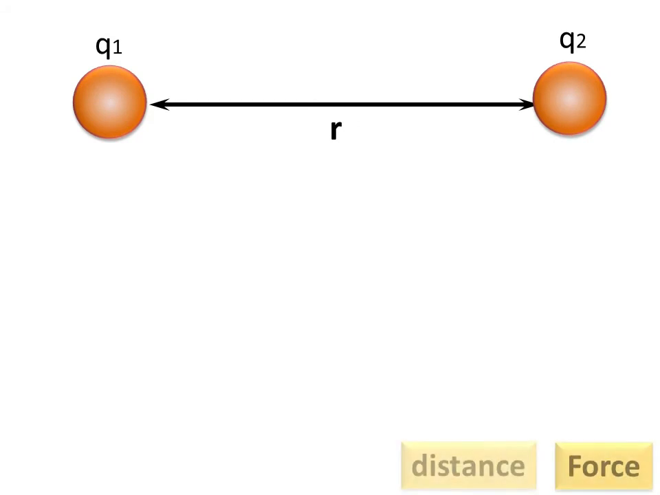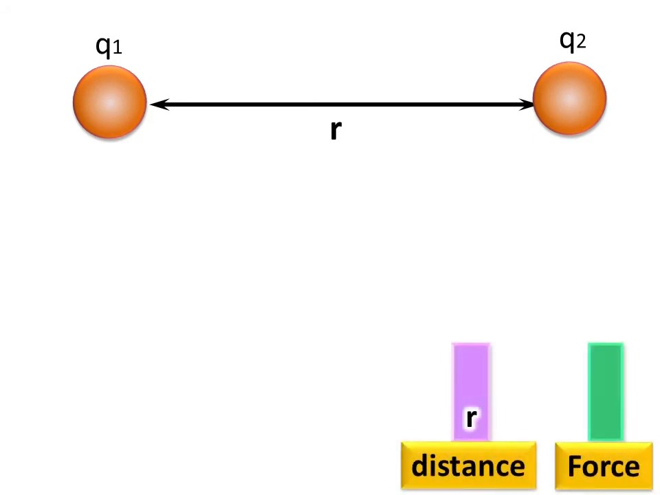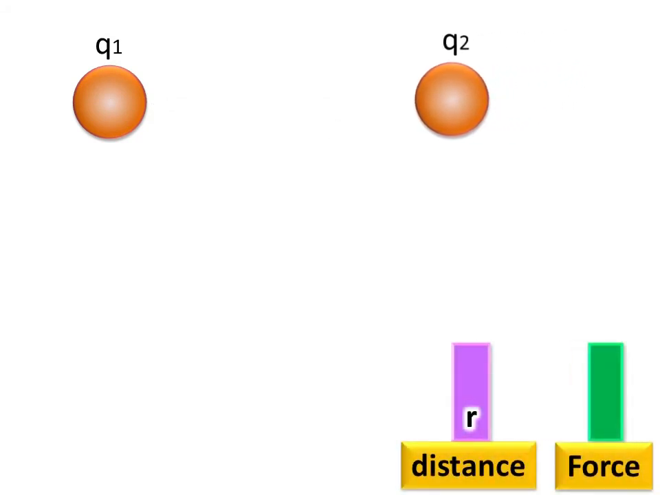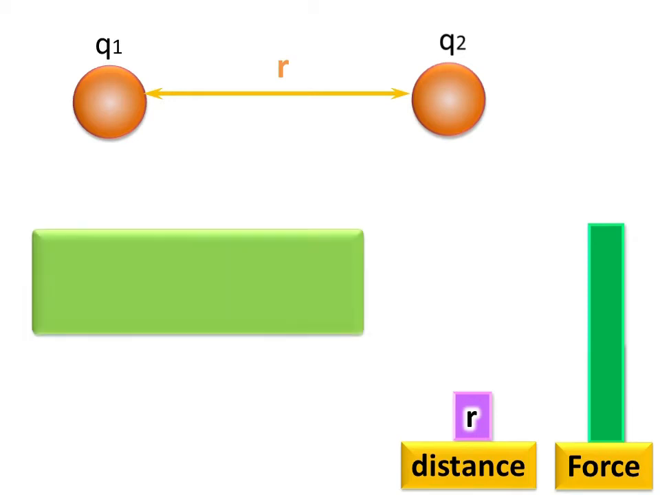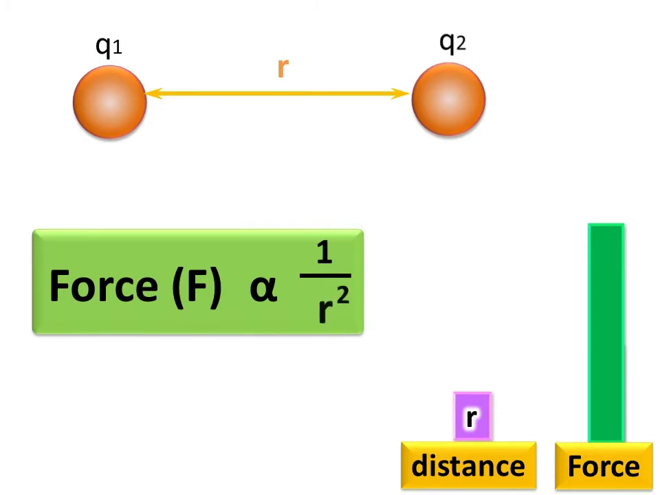Let r be the distance between the two metallic spheres Q1 and Q2. As the distance between the two metallic spheres decreases, the force between the two spheres increases. So, force F is inversely proportional to the square of the distance between the two metallic spheres, that is r square.